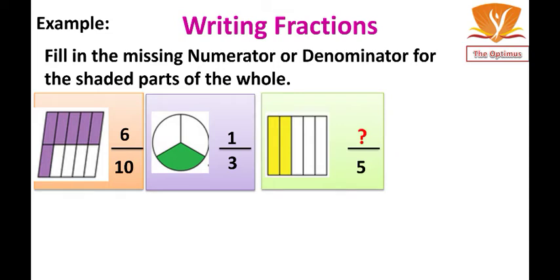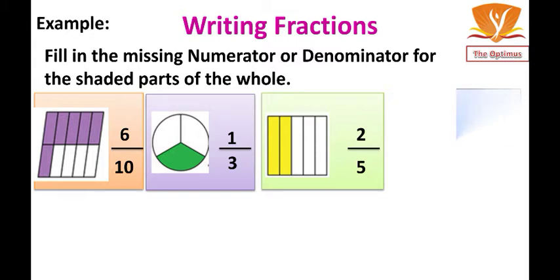Dash divided by 5. Yes. The question is, what is the numerator? Numerator is nothing but the shaded or colored region or colored parts. 1, 2. Therefore, the answer is 2. The fraction is 2 by 5.